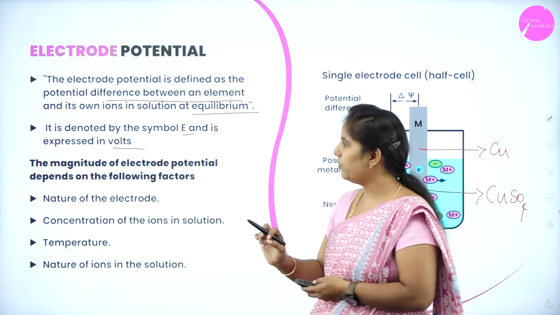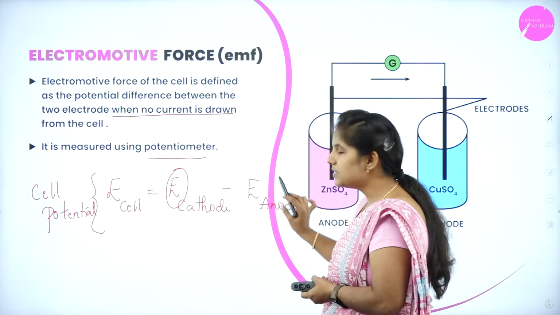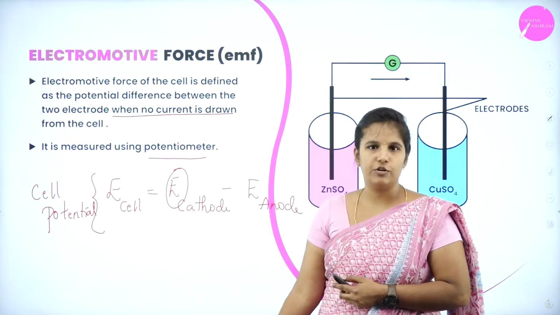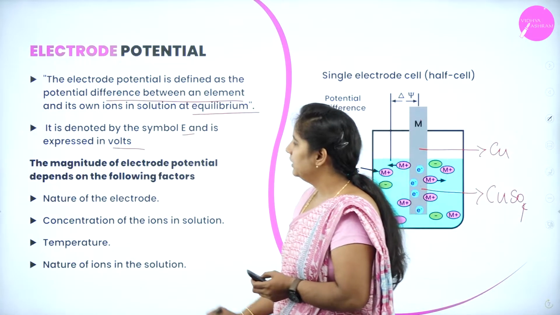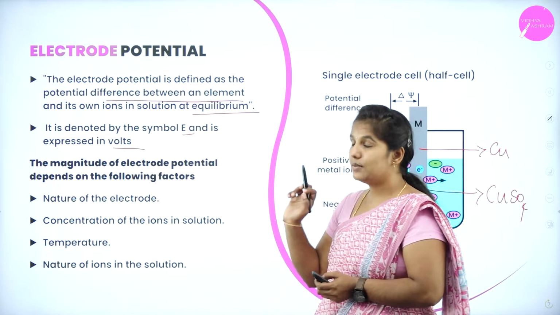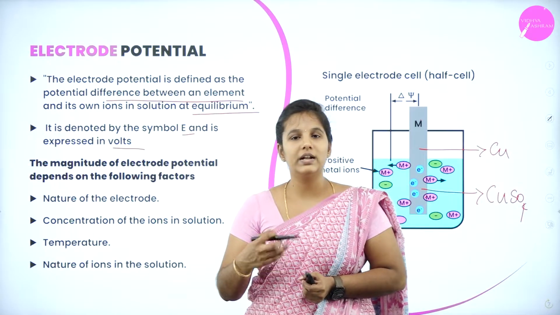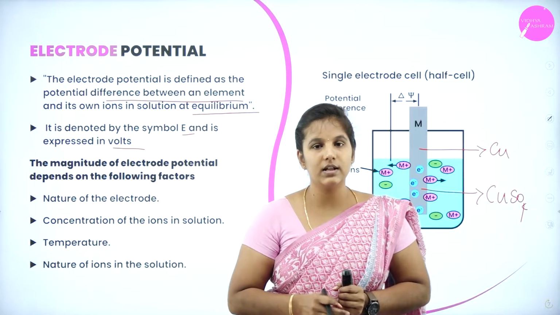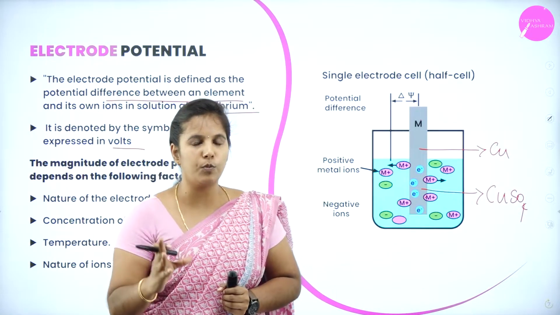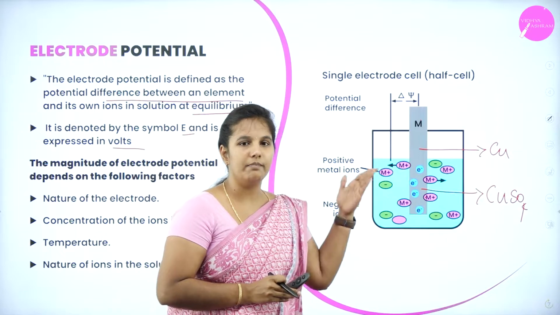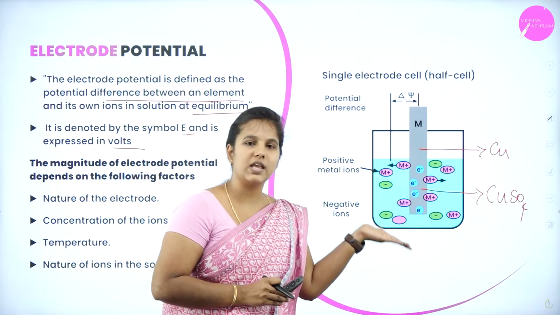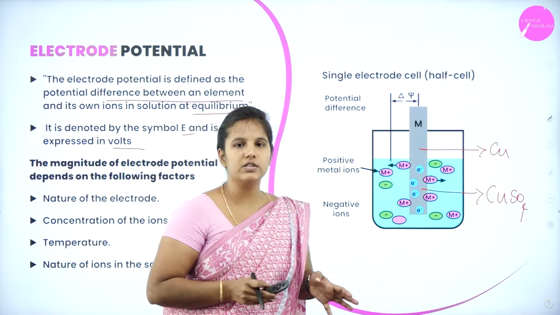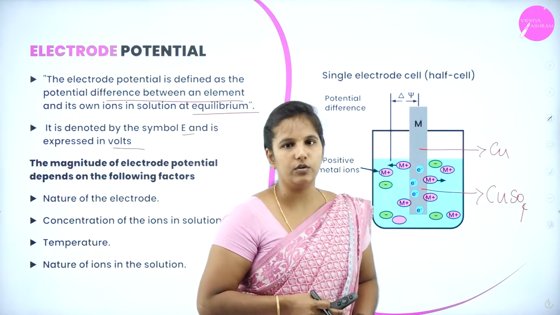That is why I have written here E cathode minus E anode, that is, electrode potential of the cathode minus electrode potential of the anode. Then, how does the magnitude of the electrode potential depend on other factors? As we have already understood, in order to calculate the electrode potential, we must consider a metal together with its own metal ion, right? If you consider a different one, then the potential difference will become different.